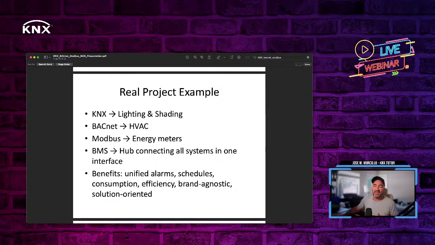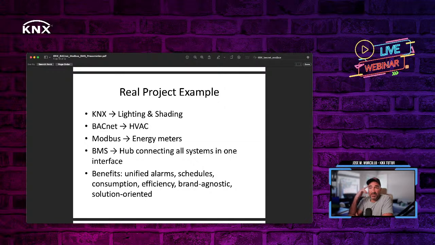So in KNX we have all the lighting and the shading control. Okay, why? Because it's easy to find dimmers and actuators and on-off switching actuators in the market. Fantastic. Shading as well, because it's easy to find shading controllers as well. We use BACnet to get the HVAC signals. We use BACnet to control the HVAC devices. Why? Because the AC devices that the mechanical contractor installed in the building already talk BACnet. Okay, great.